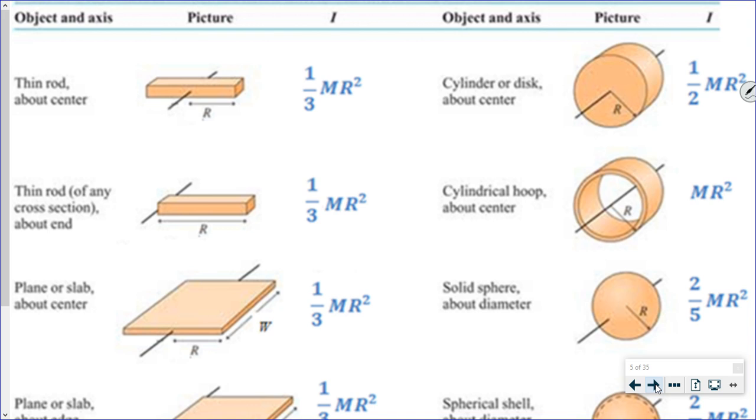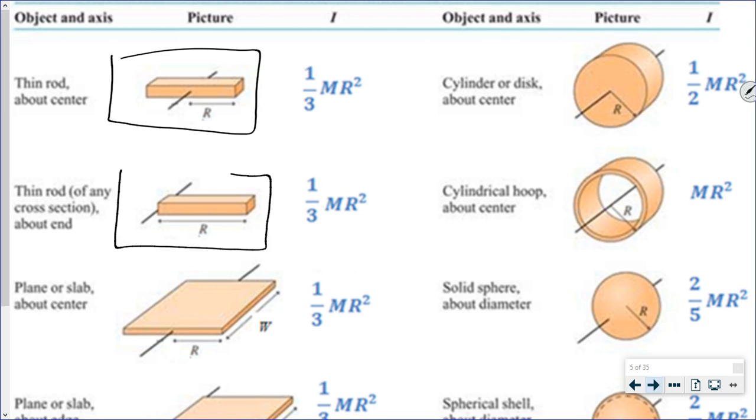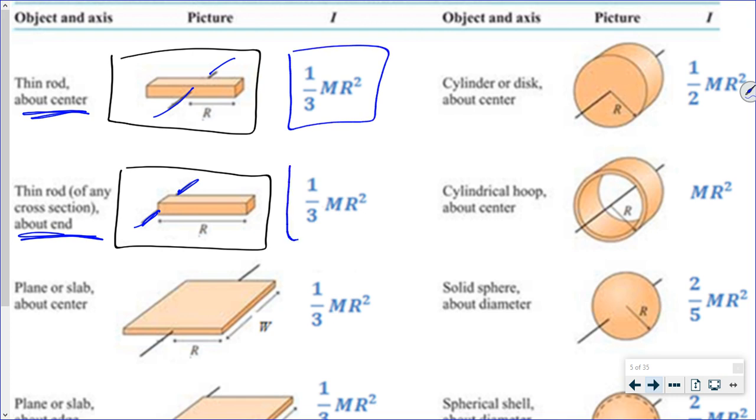Because here we've got two thin rods, right? Here's a thin rod, and here's a thin rod, okay? But they're rotating about different axes, right? So here, your axis of rotation is running through the center, okay? And here, your axis of rotation is running through the end, okay? And in both cases, I is 1/3 mr squared, but r means something different, right?